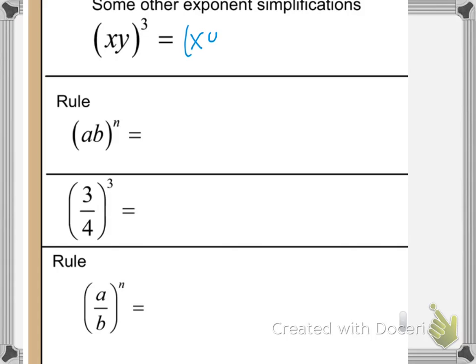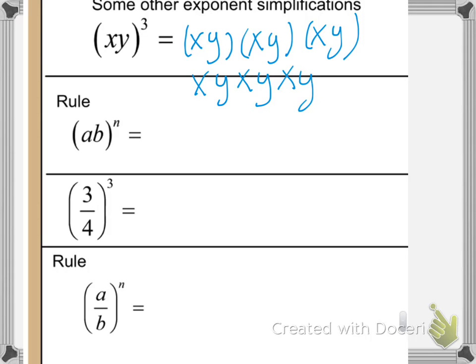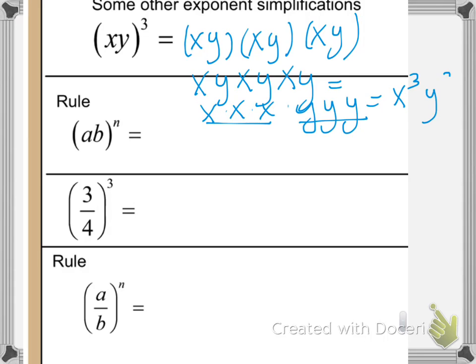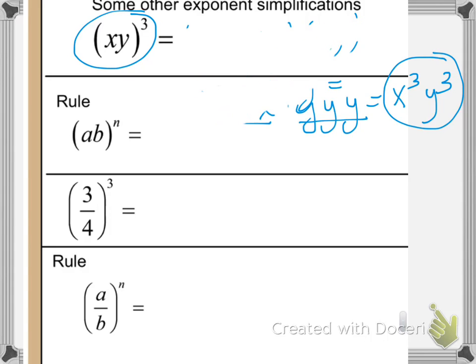So that means that xy has to be represented as a factor 3 times. Okay, well, we don't really need parentheses here, so we can just write it as x, y, x, y, x, y. Well, with multiplication, multiplication is commutative, so I can just write those x's next to each other and the y's next to each other. Well, x times x times x is x to the third. Y times y times y is y to the third. Okay, so in the end, the quantity of x times y to the third is x to the third, y to the third.